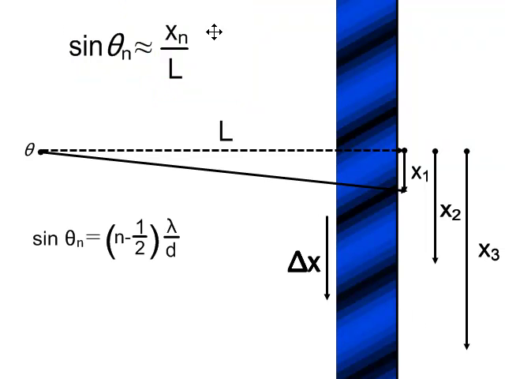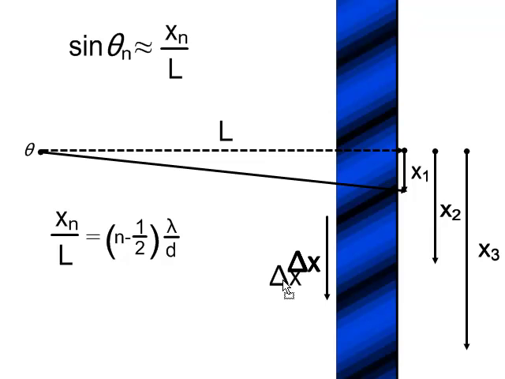So x is the distance from the center line to the nth fringe, and L is the distance from my source to the screen. So I can now make this substitution, and using this formula, I'm going to be able to calculate delta x fairly simply, in particular since it's constant.